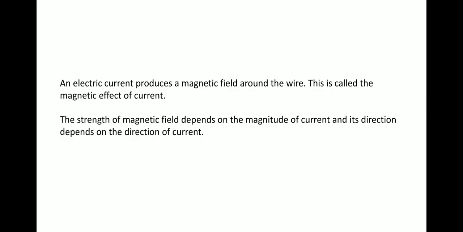So the inference of this video is that an electric current produces a magnetic field around the wire. This is called the magnetic effect of current. The strength of the magnetic field depends on the magnitude of current, and its direction depends on the direction of current. So this is all about the magnetic field because of the electric current. Thank you.